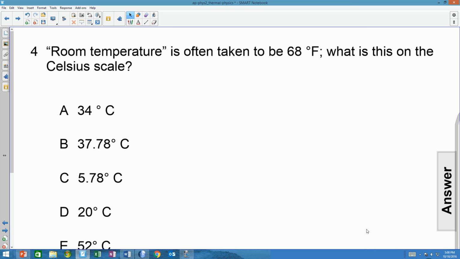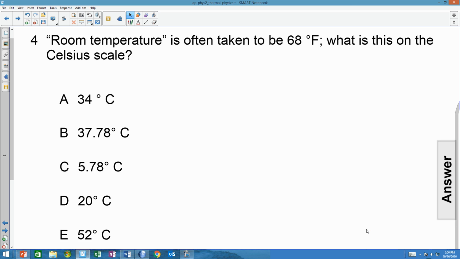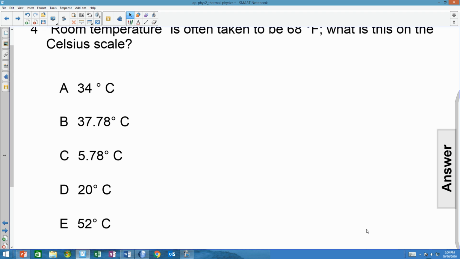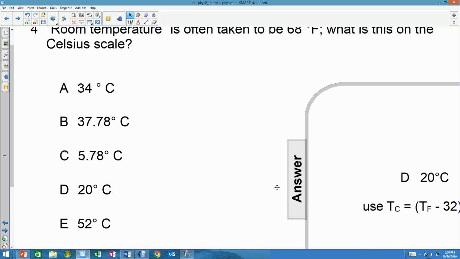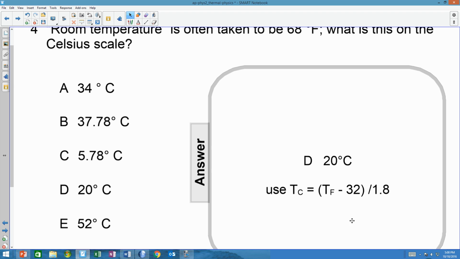Room temperature is often taken to be 68 degrees Fahrenheit. What would this be on the Celsius scale? If you need to pause the video, go ahead and do so now. Okay, so let's take a look. If you stick the number 68 degrees into this formula, you should end up with D, 20 degrees Celsius.